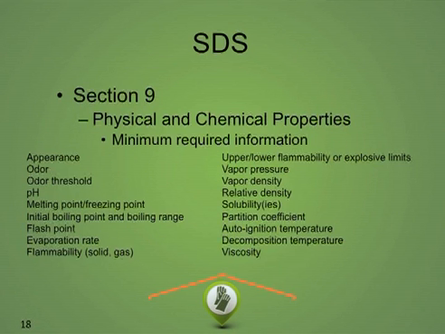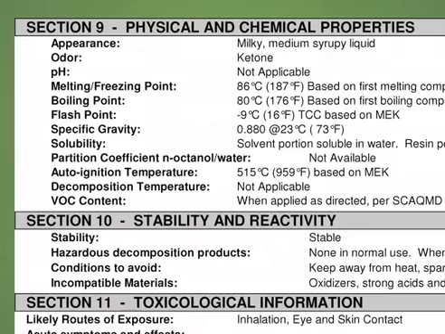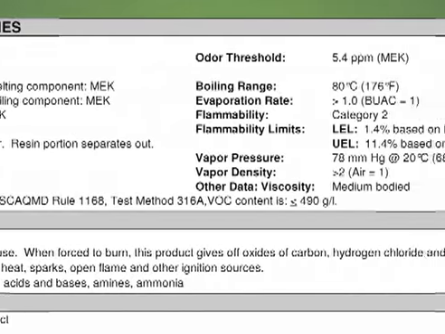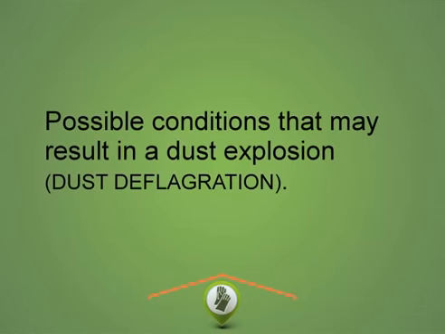Physical and chemical properties are provided in Section 9. Minimum required information includes the following items on this list. While the SDS may not contain every item because it may not be relevant or is not available, a notation to that effect must be made for that chemical property. Manufacturers may also add other relevant properties, such as dust deflagration for combustible dust used to evaluate dust explosive potential.